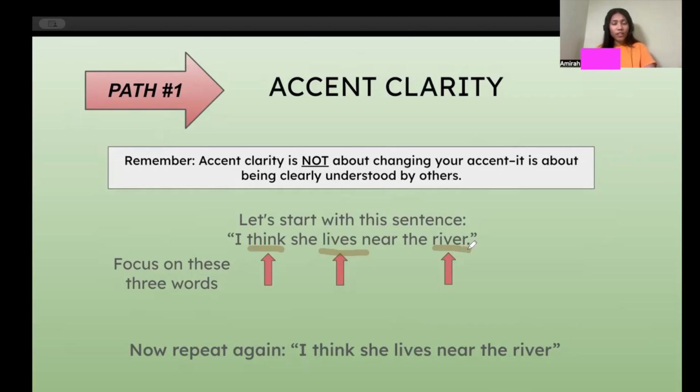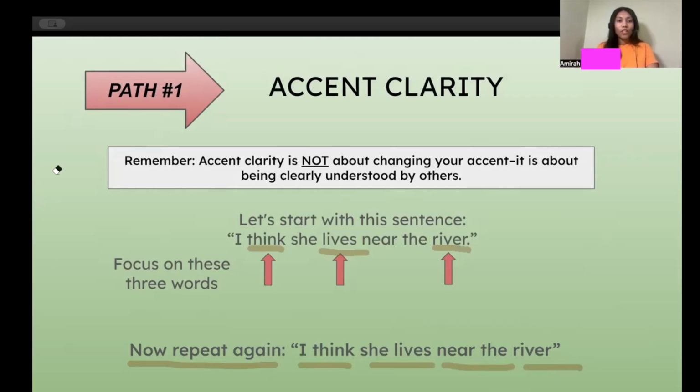And I'll say, okay, great. That's great. Let's try this again, but slowly. And here you see I have it say, now repeat again. I think she lives near the river. And you can even clap with them and say, I think she lives near the river. I know that last one was two syllables, but you kind of mix it up and you'll find your pattern.